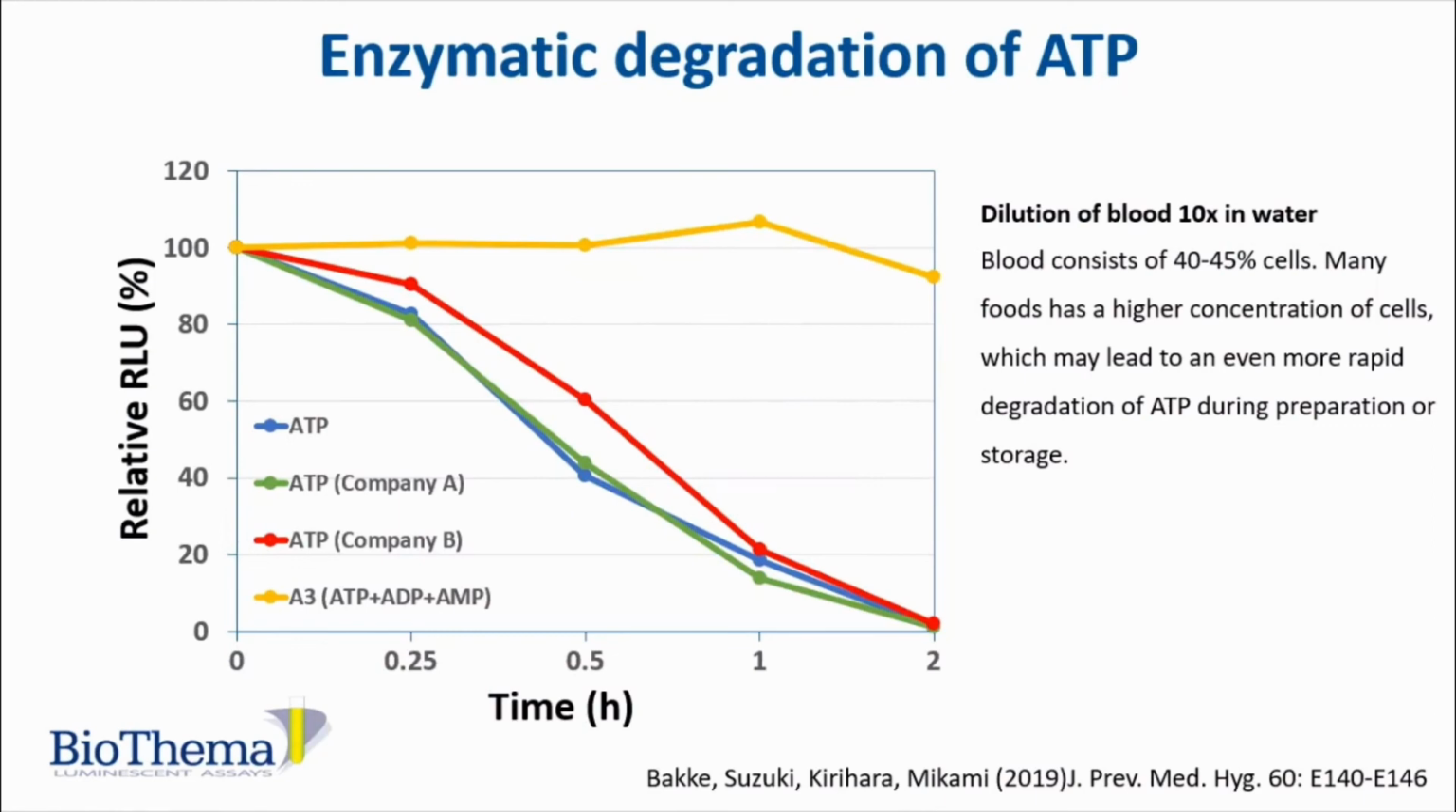When diluting blood 10 times in water, the blood cells undergo lysis, that is, cell membranes open and release ATP and ATP degrading enzymes, which results in ATP being converted to ADP and AMP. In 2 hours, ATP is totally depleted, while A3 is hardly affected. In this example, blood cells were lysed, but a similar reaction will be seen with any food containing cells and exposed to harsh conditions during preparations, while A3 is not affected.